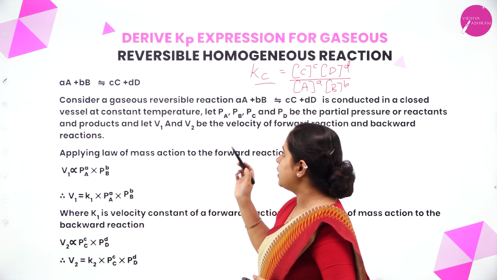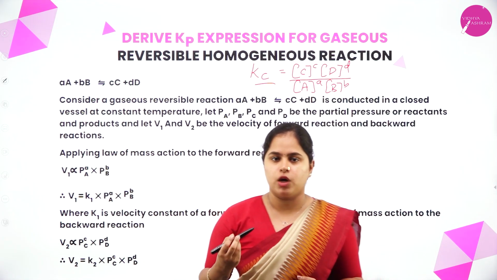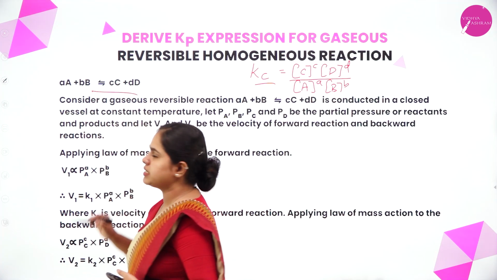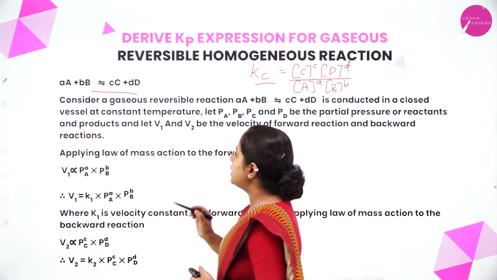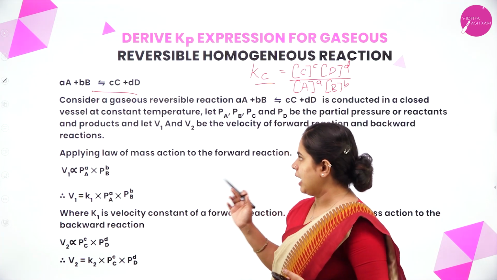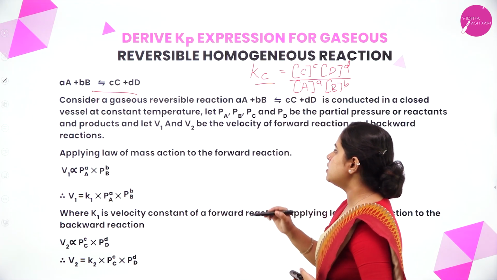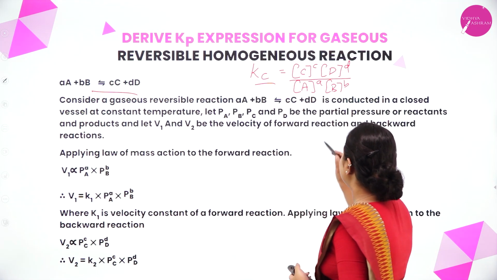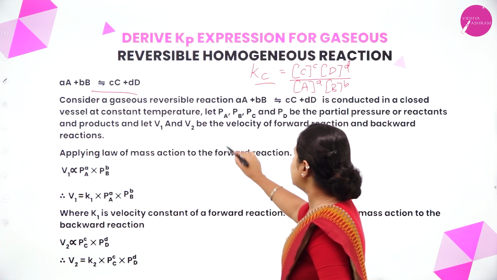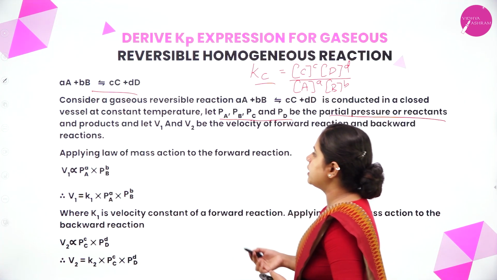So this is called the equilibrium constant in terms of concentration. Now, we are going to derive an expression for Kp, that will be in terms of pressure now. So let's take a general equation aA plus bB giving cC plus dD. So small letters a, b, c and d are the stoichiometric coefficients or the number of moles, and capital A and B are the reactants and C and D are the products. So consider a gaseous reversible reaction. It is conducted in a closed vessel at constant temperature, and let Pa, Pb, Pc and Pd be the partial pressures of the reactants and products.